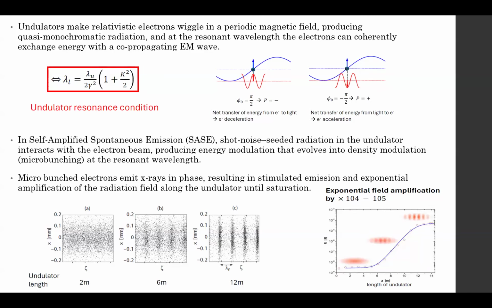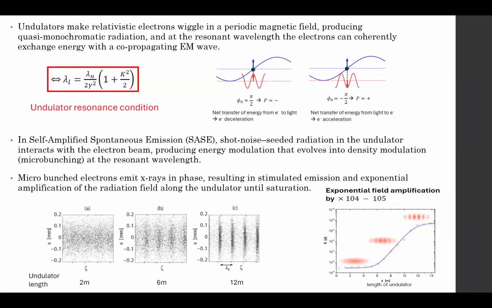This in turn creates a density modulation, where you can see the electron beam getting microbunched, which you can see in this diagram here. After this microbunching happens, the electrons within each microbunch are all in phase. They are in fixed phases of the emitted radiation, and their spacing is equal to the wavelength of the emitted radiation. So this process keeps on happening.